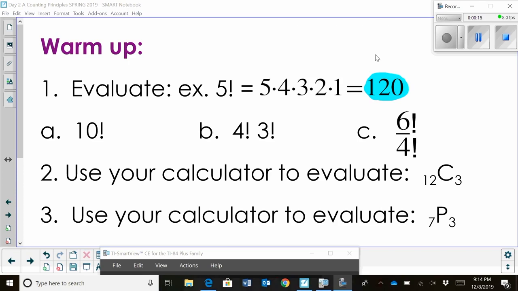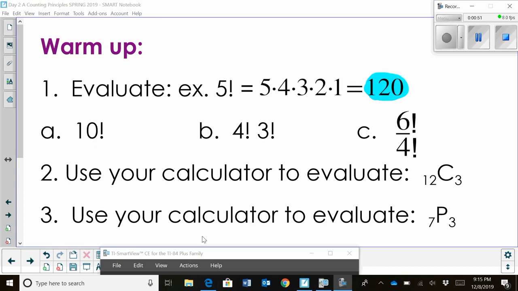Some general probability. On the first slide, I have some warm-up questions, and they're just prerequisite skills that you need for probability. I want you to evaluate 10 factorial, 4 factorial times 3 factorial, and then 6 factorial divided by 4 factorial. If you don't know what a factorial is, I've got an example up here. 5 factorial is 5 times 4 times 3 times 2 times 1, so it multiplies out to 120.